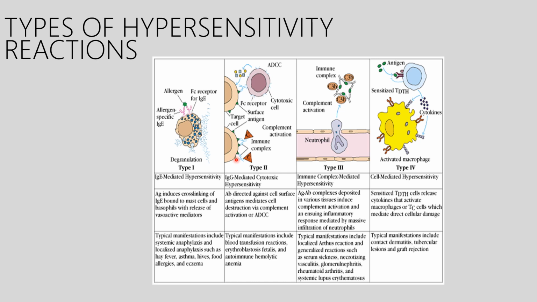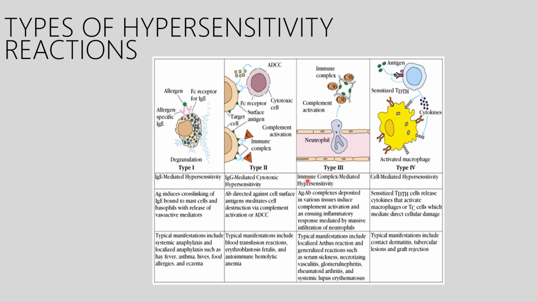Type 2, on the other hand, is mostly IgG-mediated cytotoxic hypersensitivity. The general idea in a type 2 hypersensitivity is that an antibody directed against a cell surface antigen mediates cell destruction via complement activation, or what you know as antibody-dependent cellular cytotoxicity.